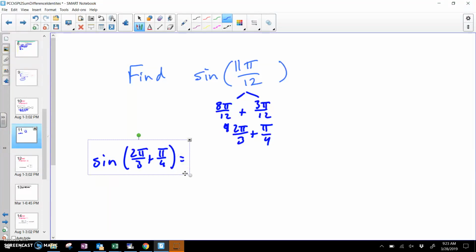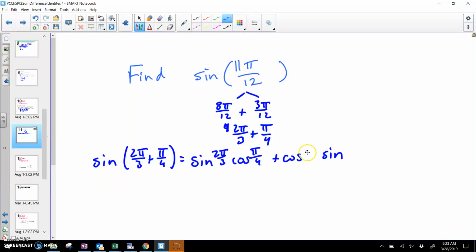So now that I have the sine of a sum, I know I can use the sine, cosine, cosine, sine part of my cheer. I always do the cheer in my head: sine, cosine, cosine, sine. I fill those in. Sine is the one where the plus stays, so I put a plus between, and then I alternate my angles: 2 pi over 3, pi over 4, 2 pi over 3, pi over 4. And again, I need to be good at my unit circle.